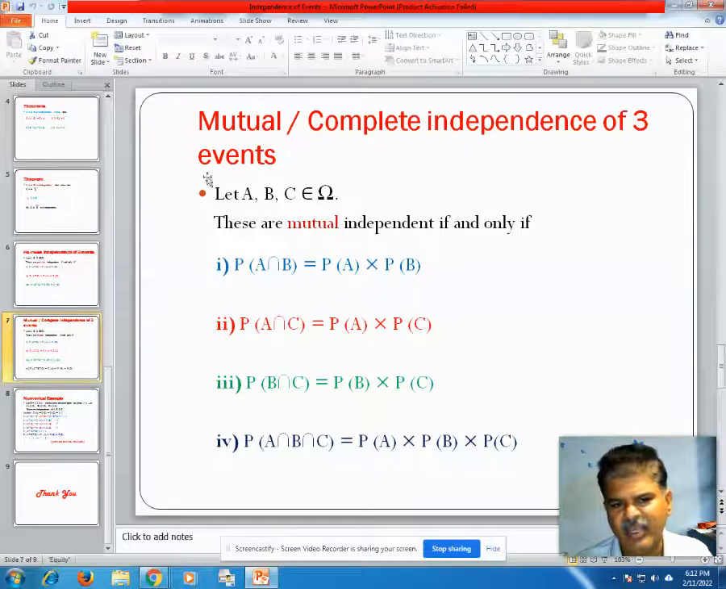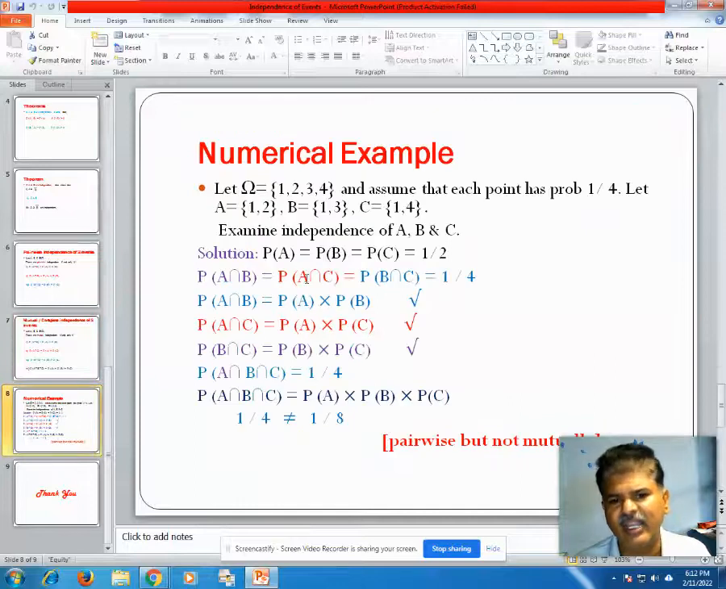And as far as mutual or complete independence of three events is concerned, we have to add one more condition in addition to these three conditions. That means for pairwise independence, these three conditions must be satisfied. And for mutual independence, we have to add one more condition, and that condition is P of A intersection B intersection C equal to P of A into P of B into P of C. We can see this by using one numerical example.